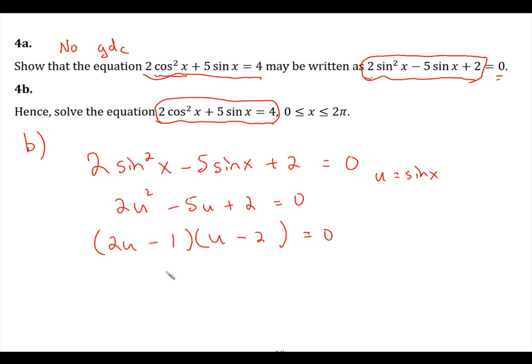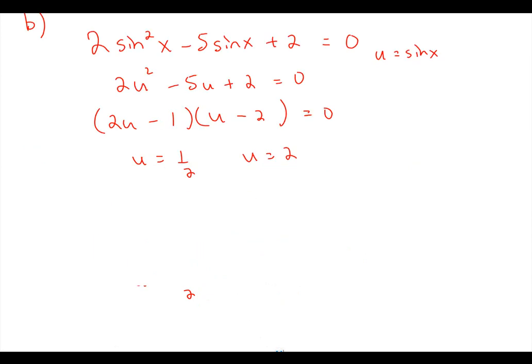All right, let's double check I factored correctly. This will give me negative 4, negative 1, that's negative 5u, positive 2. So it looks like everything is good. So u is equal to positive 1/2, u is equal to 2. So now that I've solved for u, I can substitute back in the sine x, right? So sine x is equal to 1/2, and also sine x is equal to 2.